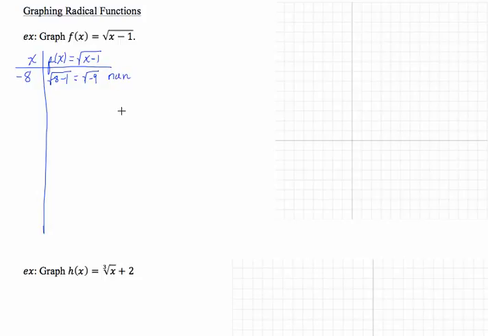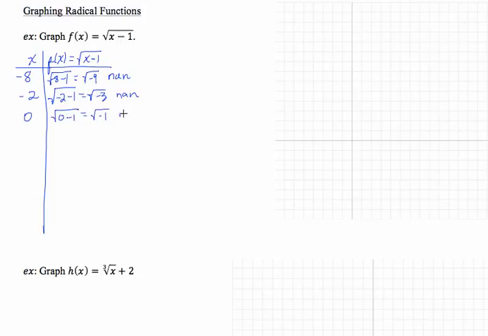Okay, and so you can quickly tell if I plug in other negative numbers that are pretty big, same thing's going to happen. So let's jump down to negative 2 because I don't want to miss anything, just to be on the safe side. If I plug in negative 2, I get negative 2 minus 1, which is negative 3. Still not a number. So let's go up to 0. If I plug in 0, I have square root of 0 minus 1, which is square root of negative 1. Still not a number.